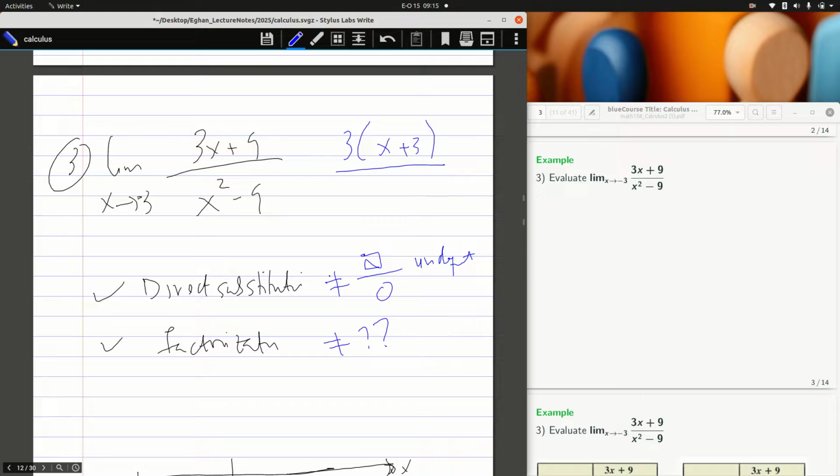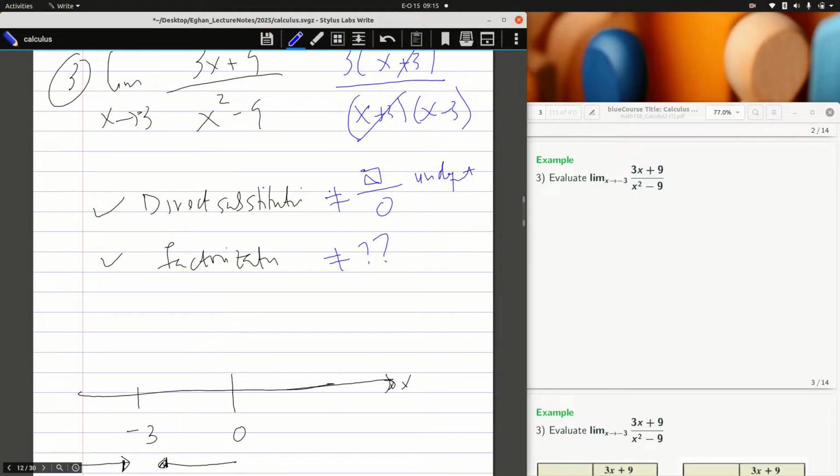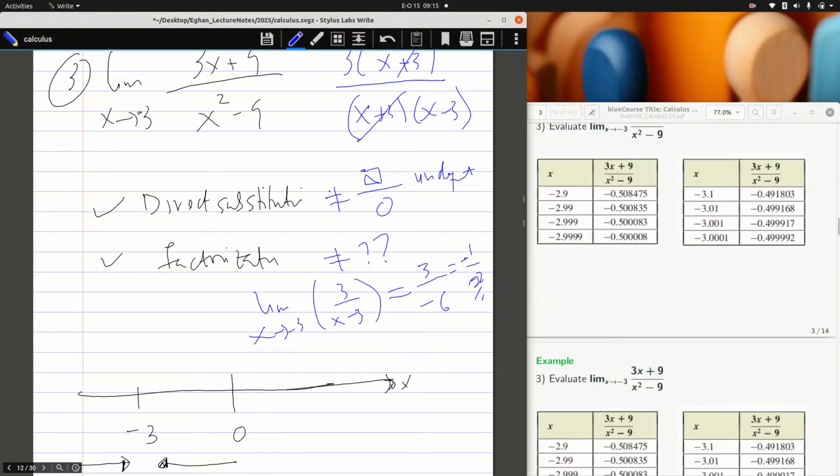If it's x plus 3, x minus 3, let's see. Yes, this should work. And then I cancel that one. I have 3 over x minus 3. So I have to find the limit as x approaches negative 3 of 3 over x minus 3. You realize that this will be 3 over negative 6, and that should give me negative 1 over 2 as a limit. That's negative 0.5. I hope this is clear.